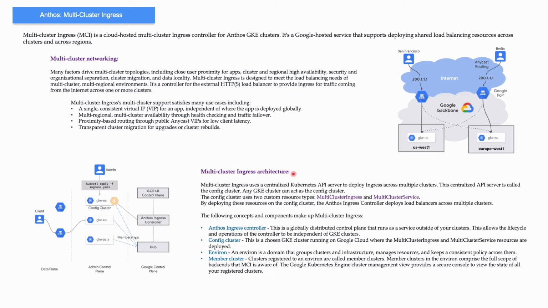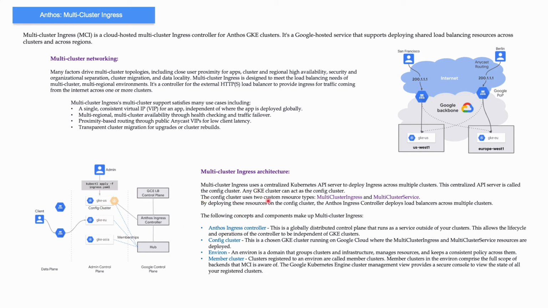So the multi-cluster ingress architecture uses a centralized Kubernetes API server to deploy ingress across multiple clusters. This centralized API server is called the config cluster. So in this case, there are three: GKE US, EU, and Asia. The config cluster is deployed on GKE US, but it could be deployed on any one of these.